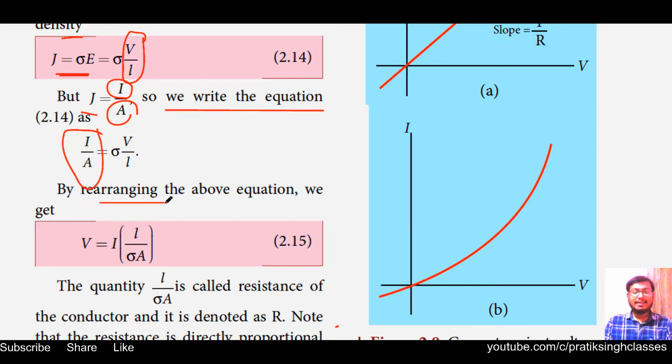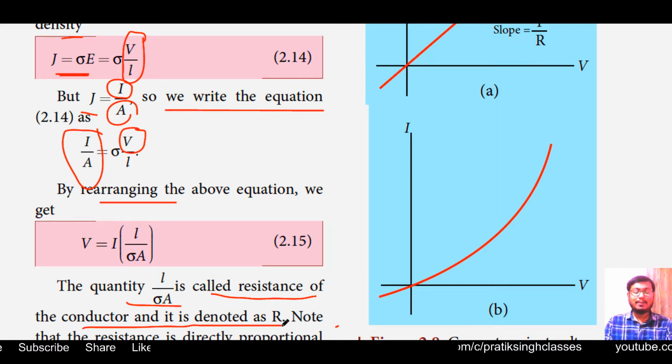Now rearranging this equation, we just have to find the value of V. Here this term will go to the numerator and this term will come to the denominator. Then V is equal to I into L by sigma into A. The quantity L by sigma A is called the resistance of the conductor and is denoted by capital R. So this is called the resistance of the given conductor.